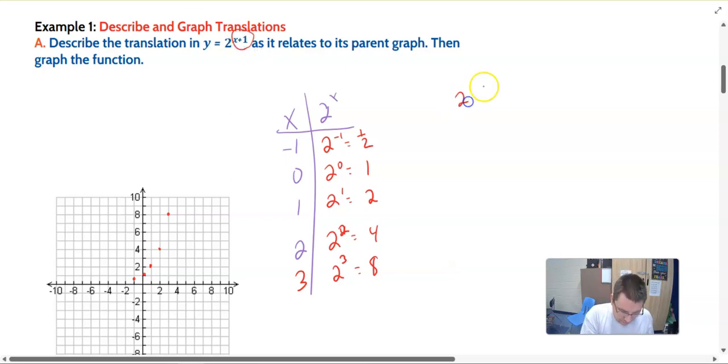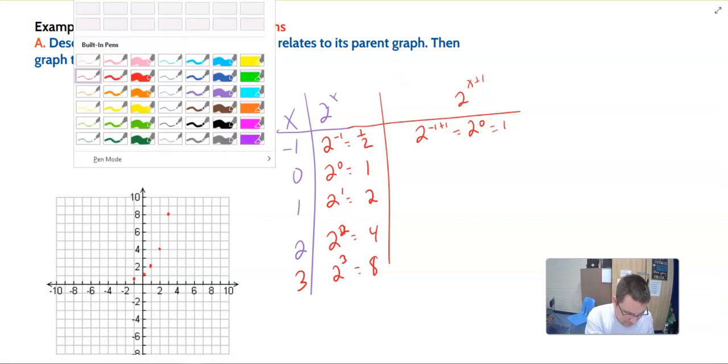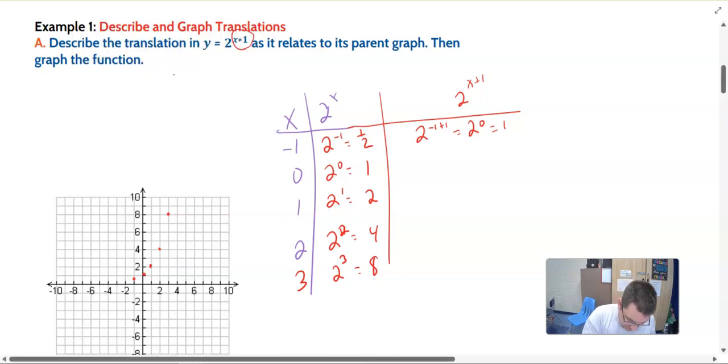If I do 2 to the x plus 1, plugging in those same x values, what happens? Well, I get 2 to the negative 1 plus 1, which is 2 to the 0. Well, 2 to the 0 is 1. And so that point is now here. So at negative 1, I'm now at 1. And then when I do 2 to the 0 plus 1, we get 2 to the first, which is 2. So we're here. 2 to the 1 plus 1 would be 2 squared, and that's 4. So we'd be here.